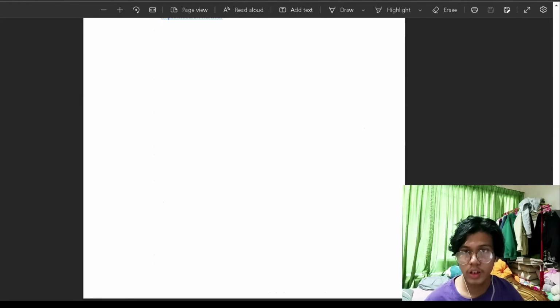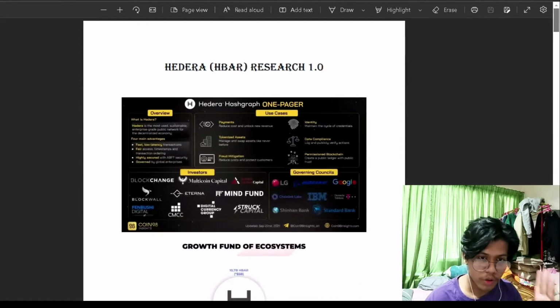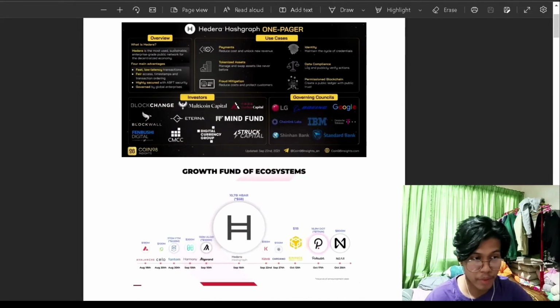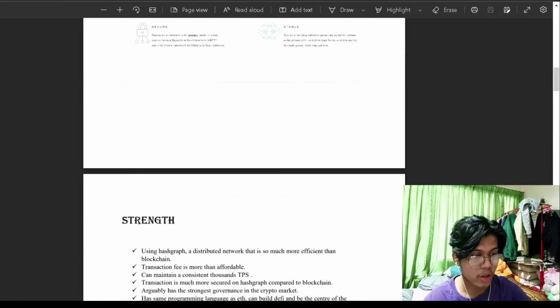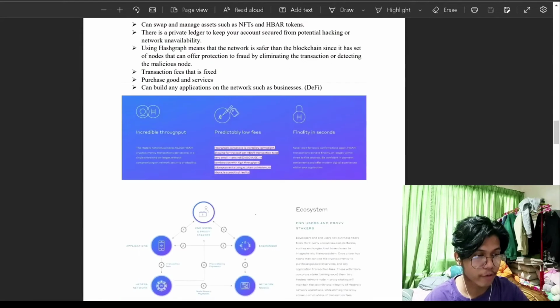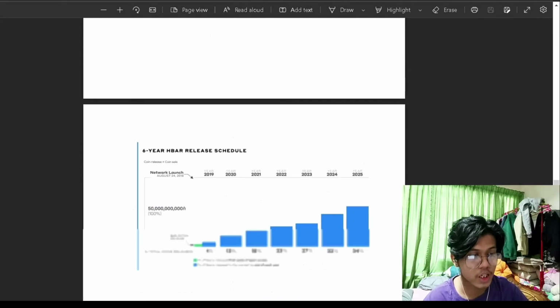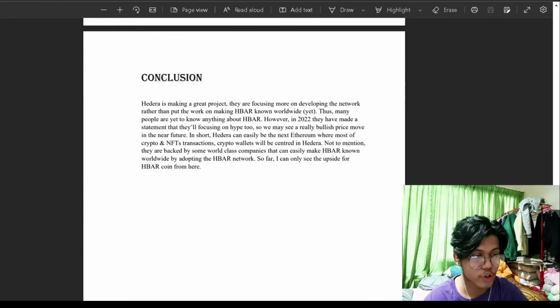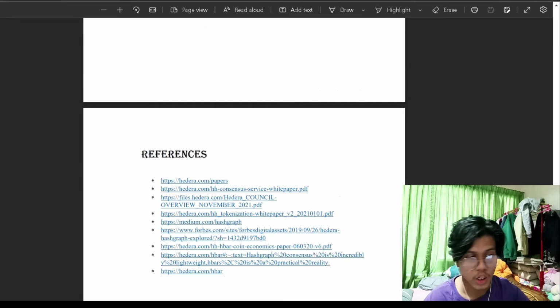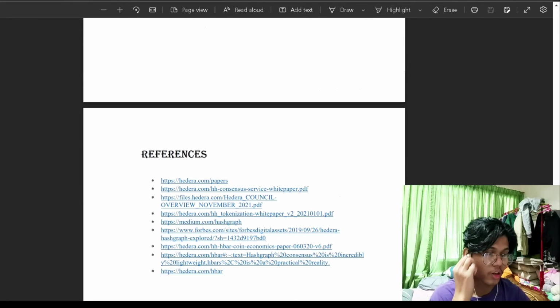Alright, so that's the whole thing about how I make research. I will summarize it in a few sentences. First, we have the front page, then we have the introduction, then strength and weakness, then use case, then tokenomics, then governance, then conclusion, then references. It's up to you if you want to copy this. I don't really care. I will not charge anything. Alright, I'm just a man who tries to provide the best value for his community.